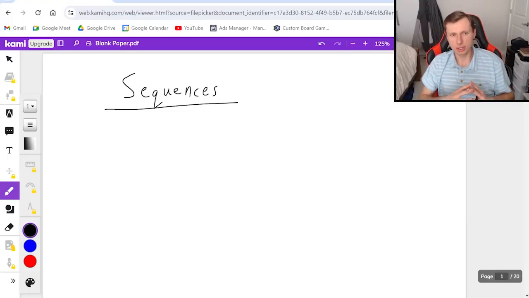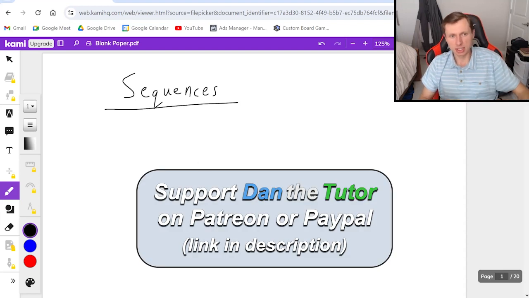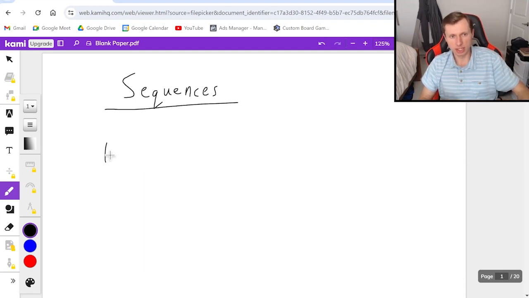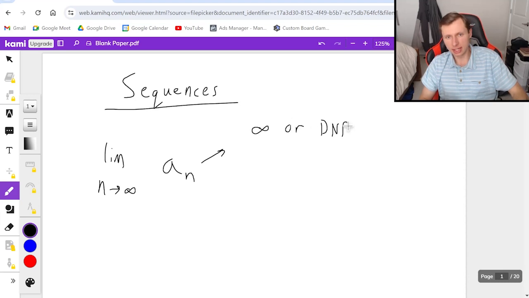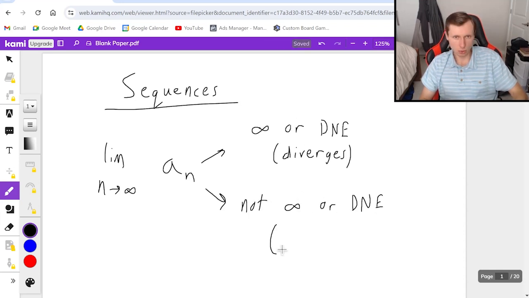In this video, this is the second part of a two-part video on telling if sequences converge or diverge. In the last video, we talked about the rule for how to tell if they converge or diverge, which is simply take the limit as n goes to infinity of your sequence. You will either get infinity or DNE, which means that your sequence diverges, or you'll get not infinity or DNE, which means your sequence converges.